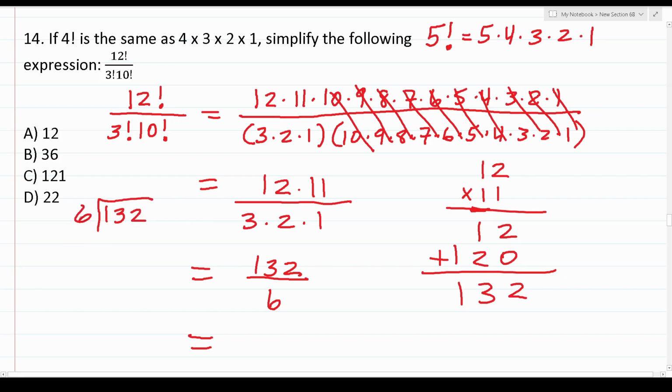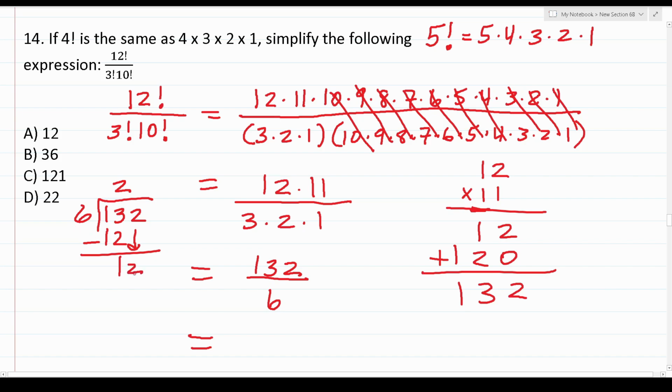And the question becomes this. How many times does 6 go into 1 without going over? It doesn't. How many times does 6 go into 13 without going over? Well, that's 2 times, given that 6 times 2 is 12. 13 minus 12 is 1, and we drop down this 2.